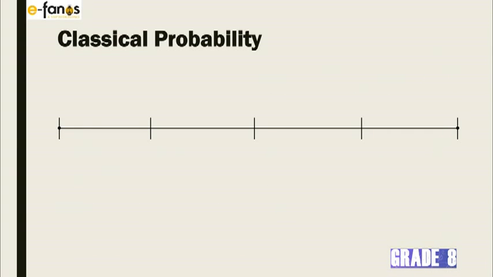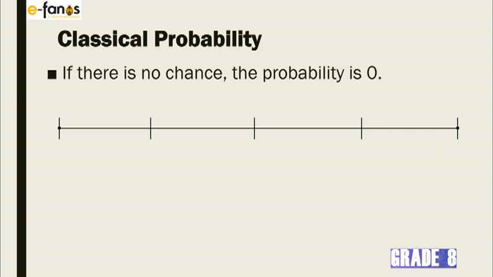Classical probability can be written on a number line. If there's no chance of an event happening, then on the numerator of the fraction, it will be 0. So the probability in this case is 0. We can mark this on the left-hand side of the number line. 0 is impossible. The probability is 0%. The probability of A is 0.